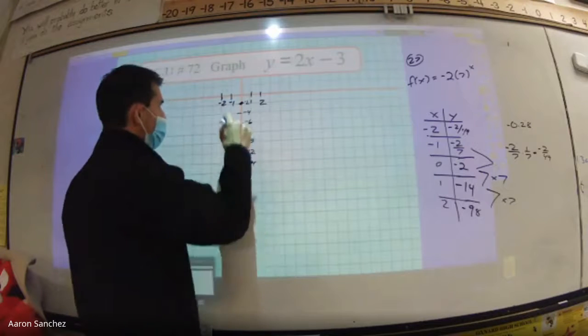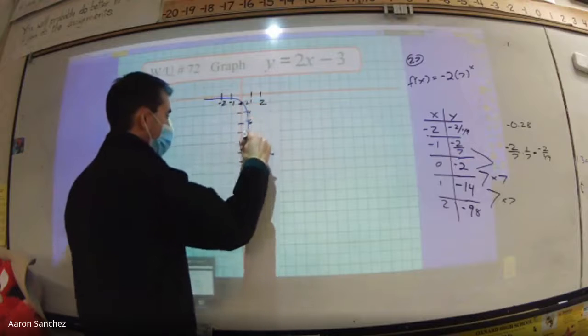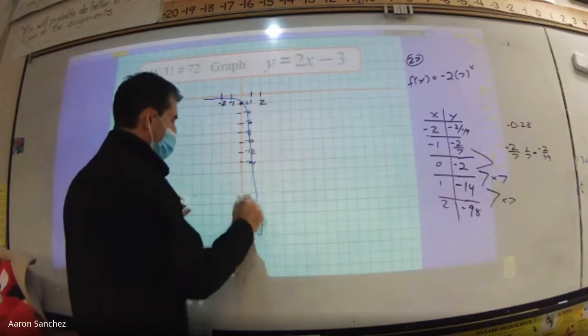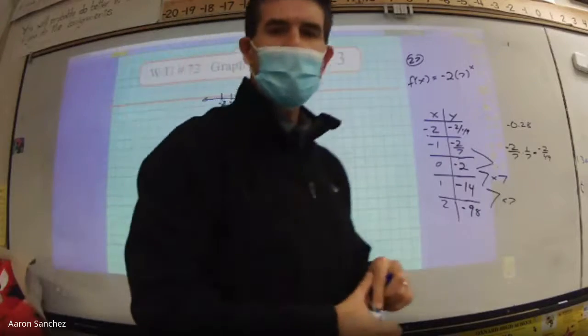14. And then 98 will be so big, but just go like this. Connect these. It's going to shoot down. It'll look like that. I won't be able to fit the -98. It'll look like that. Okay, this is hard stuff.